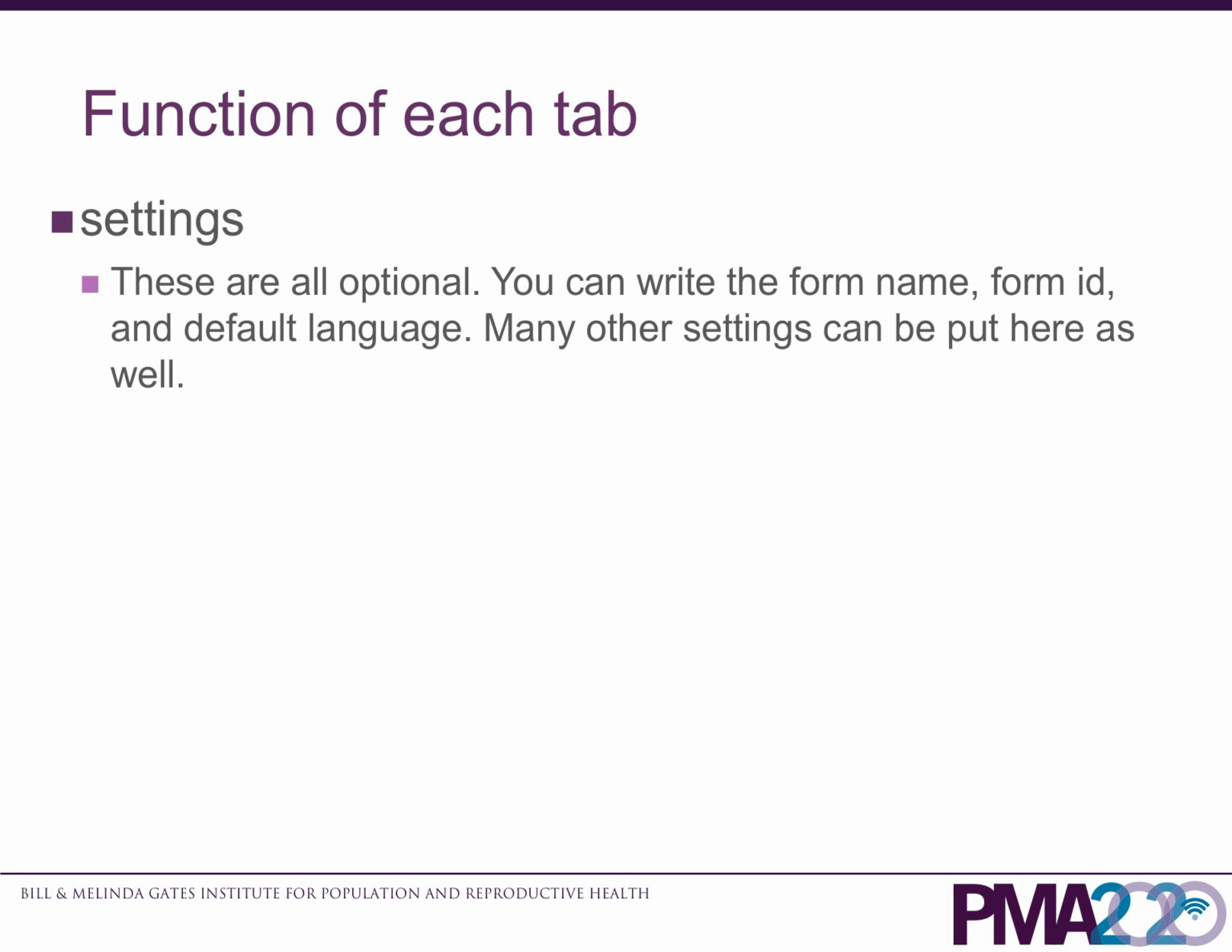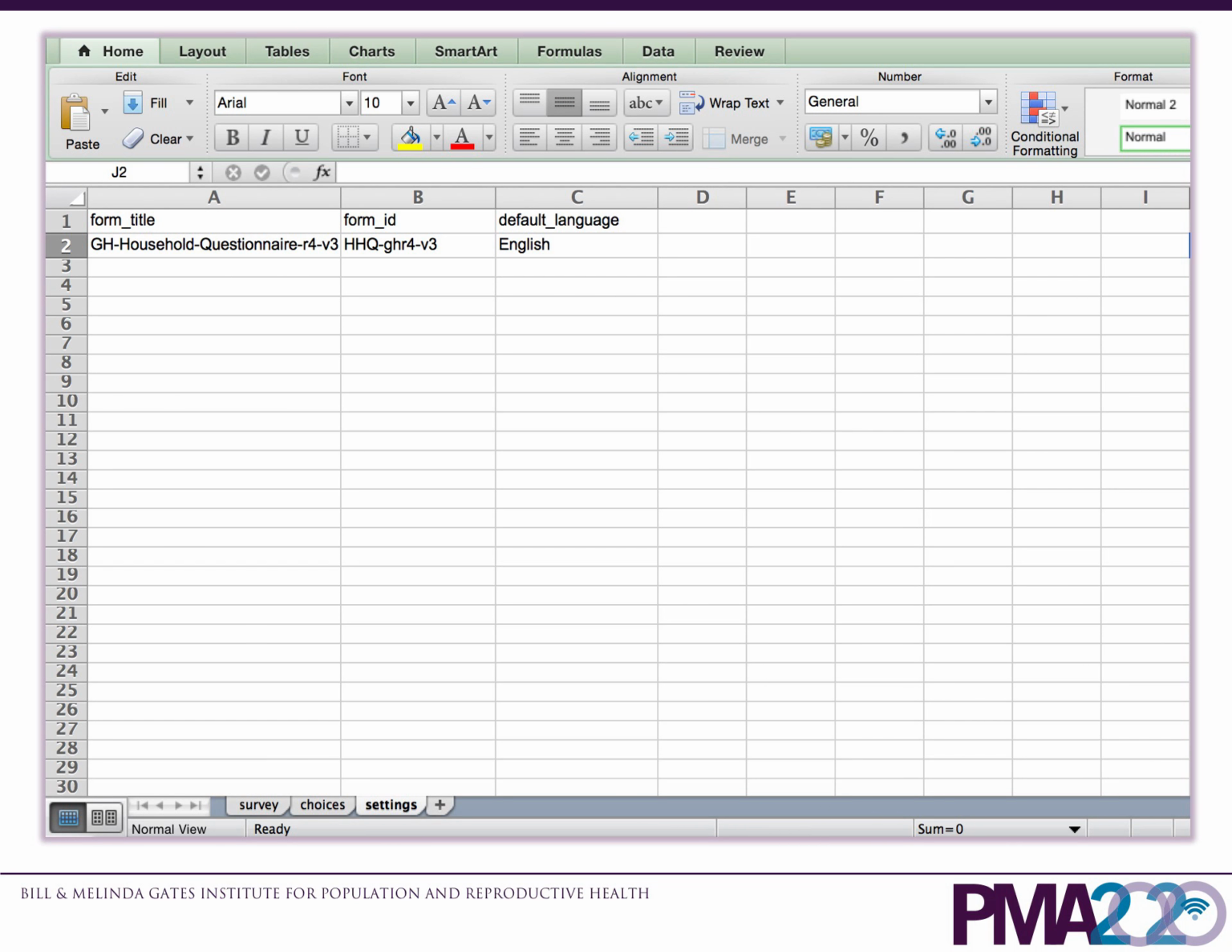The 3 most common settings that we use are form name, form ID, and default language. There are many other settings that we can put in the Settings tab, but we won't discuss them in this webinar. Here's an example of a PMA2020 Settings tab. There's a form title, a form ID, and a default language.